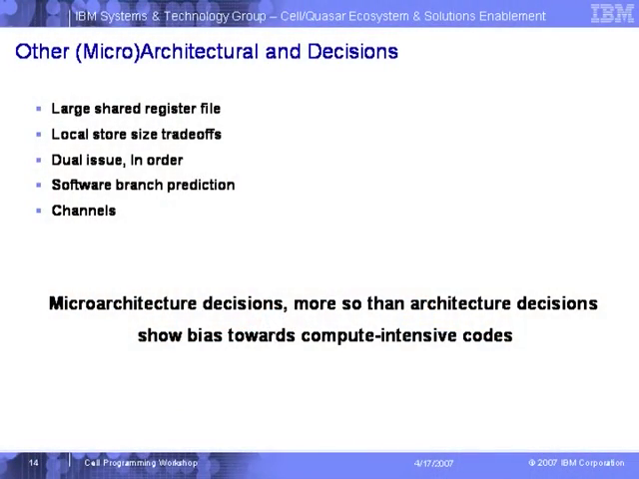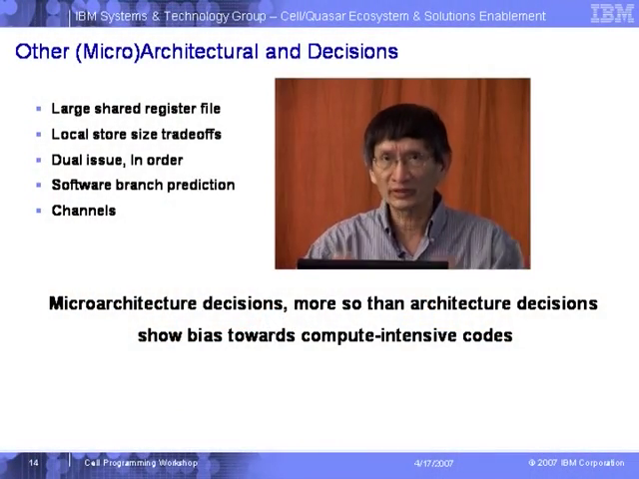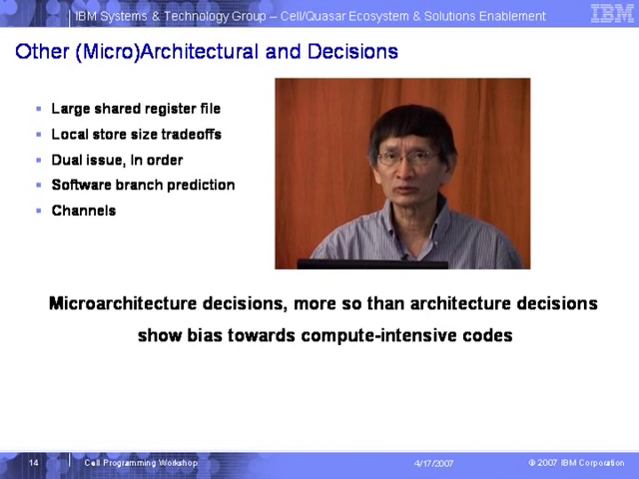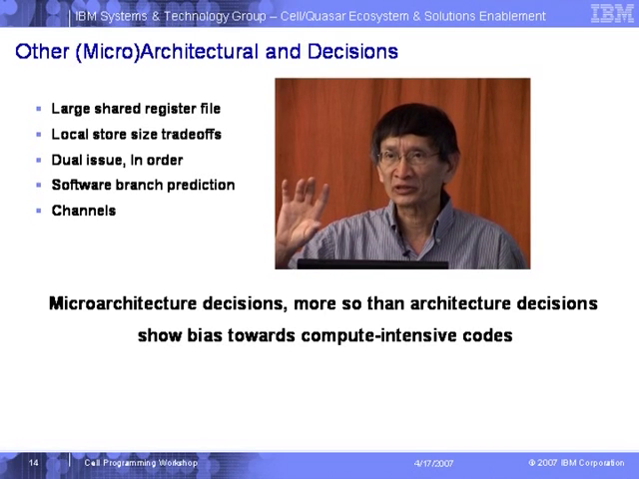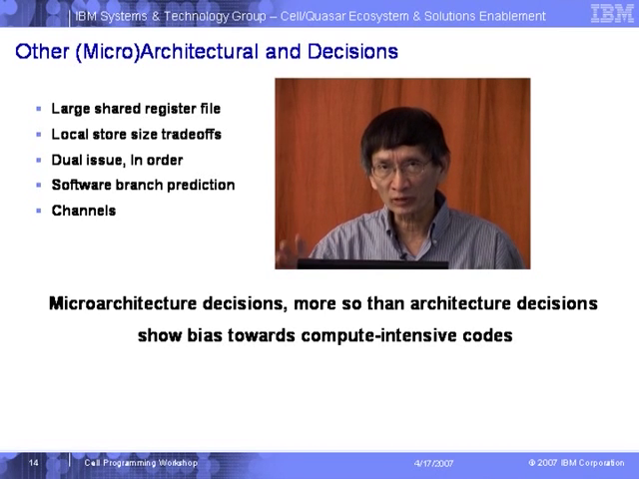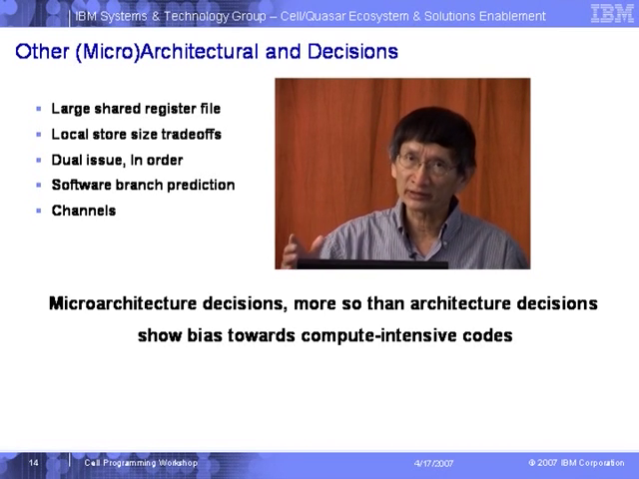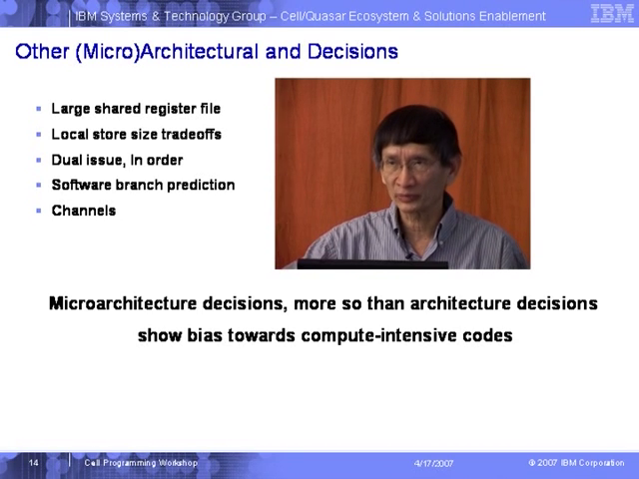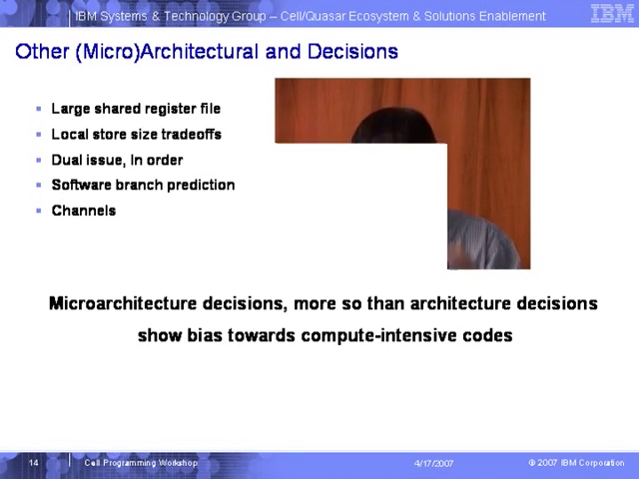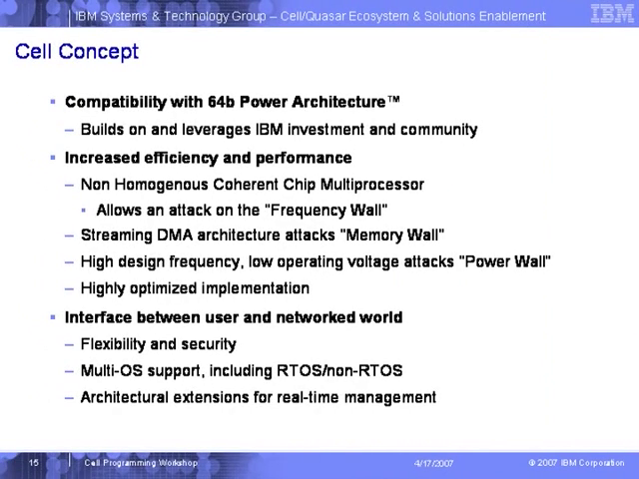You, the programmer, will have to make a lot of decisions when you program in this environment. You will decide how to break up your applications. You will decide how to partition your data, and how to optimize your sections of code. And you also decide when to take the branch, when not to take the branch. Some of you may say, well, we leave that to the compilers. Yes, the compiler will do that for you as well. The Cell concept is based on the 64-bit Power.